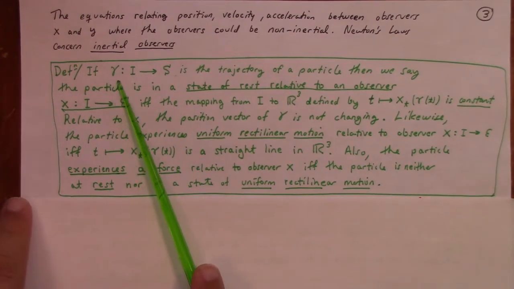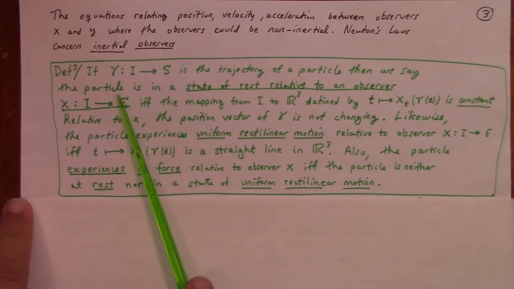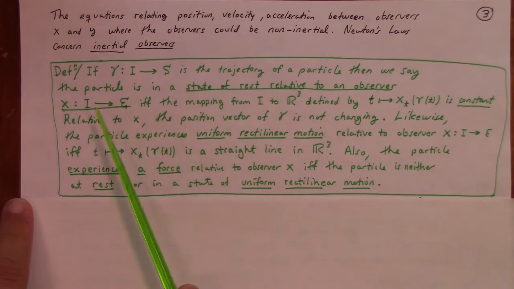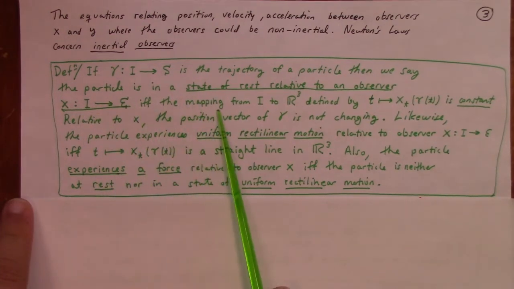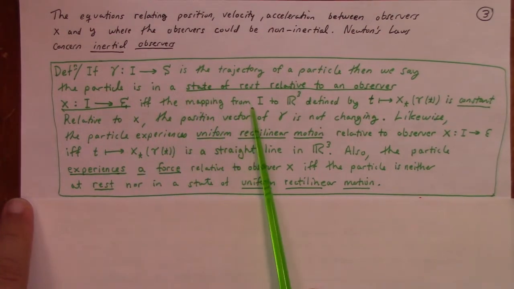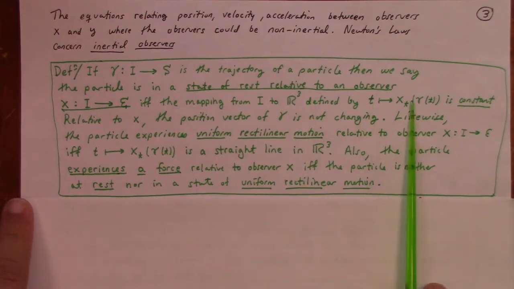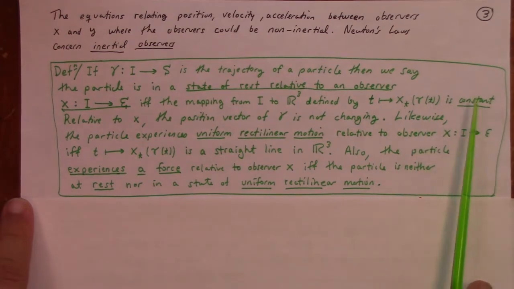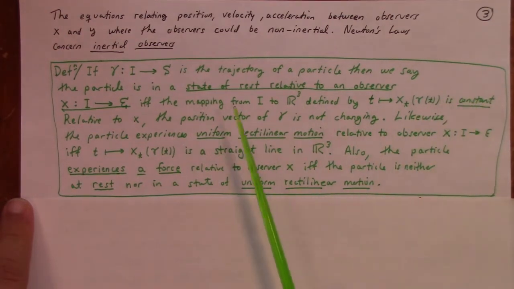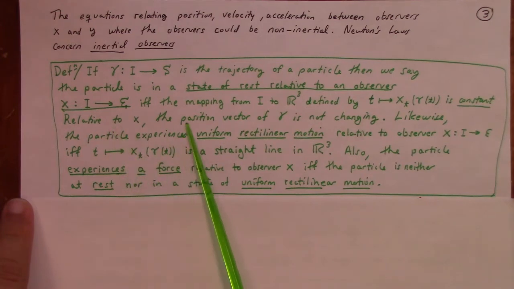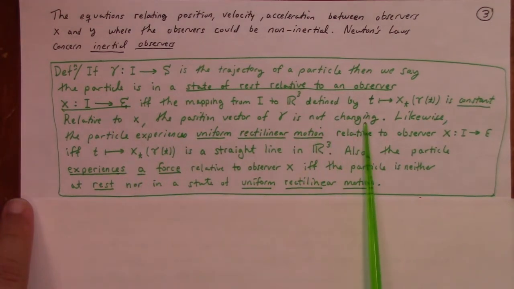If you had a trajectory, then you can say that the particle is in a state of rest relative to an observer x if the mapping defined from the interval to R3, mapping t to the position of the trajectory at time t, is constant. In other words, relative to x, the position vector gamma is not changing.